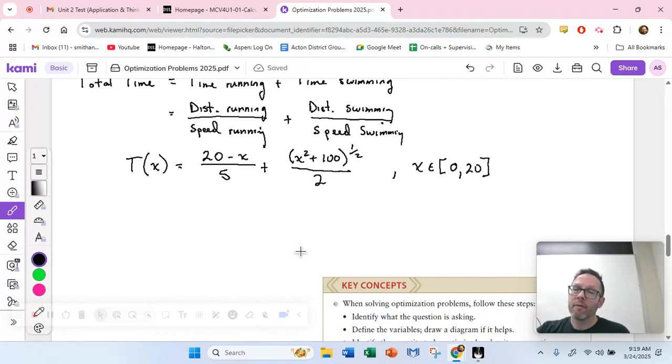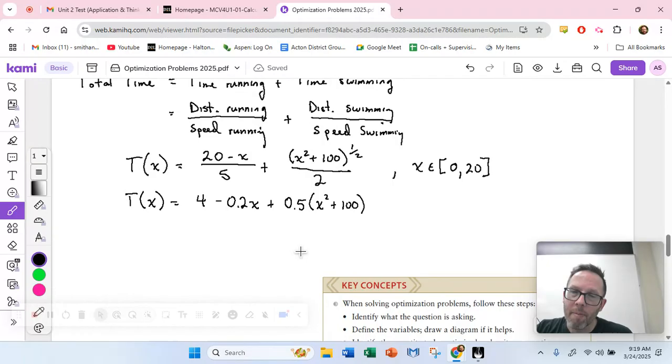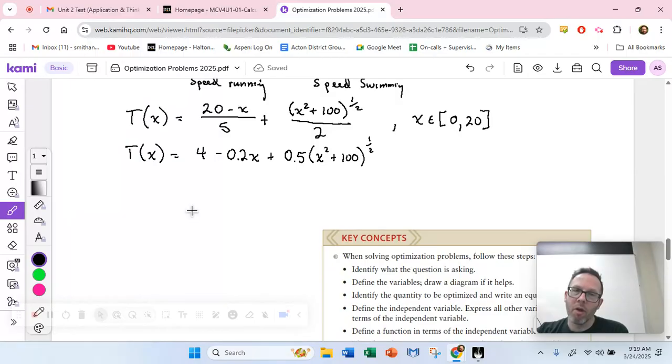Before we find some derivatives, let's just do 20 divided by 5. It's equal to 4. Minus 1 divided by 5 is 0.2. I think getting rid of the fractions will make things easier, perhaps. And then let's say 0.5 times x squared plus 100 to the power of 1/2. Maybe that will just make finding the derivative a bit quicker. Maybe not, though. All right, let's find the derivative. Derivative of 4 is 0. The derivative of minus 0.2x is minus 0.2.